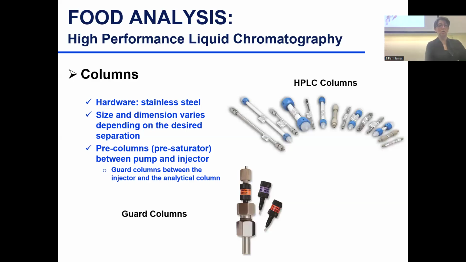So you use a guard column, a pre-column that captures the impurity, and then you change the guard column more often. Usually every 3 months or 300 injections, you throw away the guard column or cartridge, whatever you have, and put in a new one. This way you protect the life of the column longer. Because if impurities land on your column, the functional groups are blocked and you lose resolution.